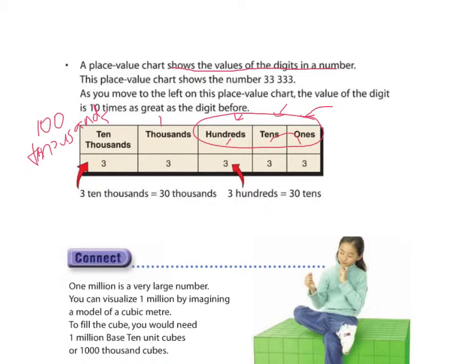10 times 10 is 100. 100 times 10 is 1,000. 1,000 times 10 is 10,000. 10,000 times 10 is 100,000. So as you move to the left on the place value chart, the value of a digit is 10 times greater than the digit before. Here we have 3 ones, 30 tens. That's 10 times more. We have 3,000s, 30,000s, 10 times more.